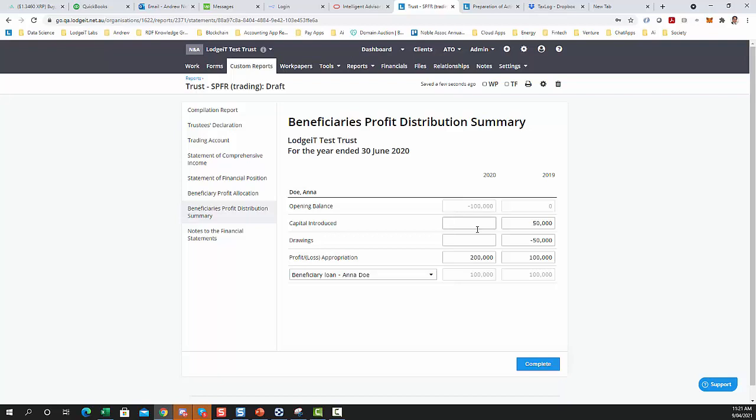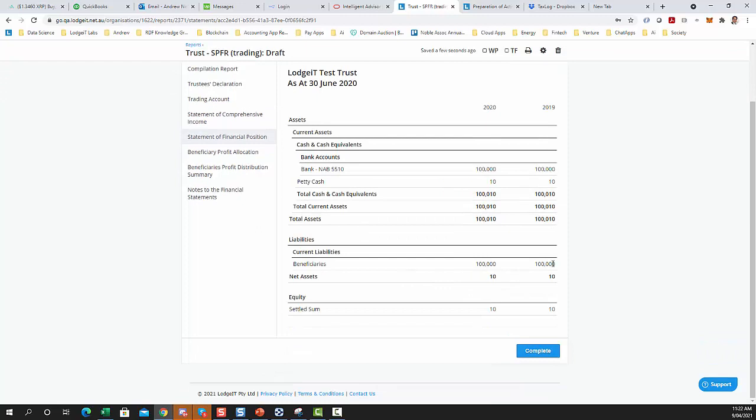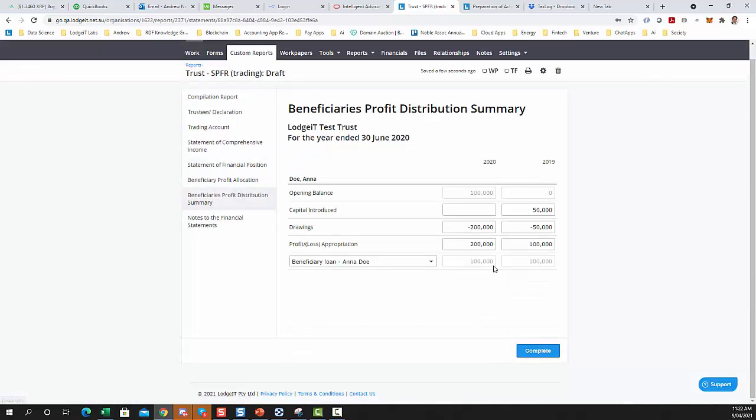For the following year, we want $100,000 to flow across as the opening balance, right? That's a derived value based on what we're now going to put in here. So I think the drawings were 200,000, and there you go. There's your 100,000 flowing across, and we've got a full accurate report where this is all now matching what we'd have on our balance sheet. 100 and 100 and 100 and 100, because it's all closing balance based.